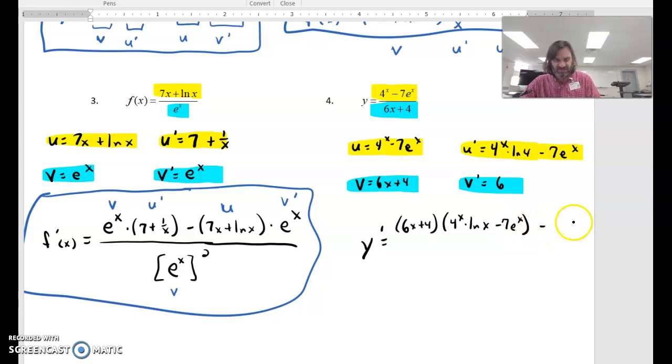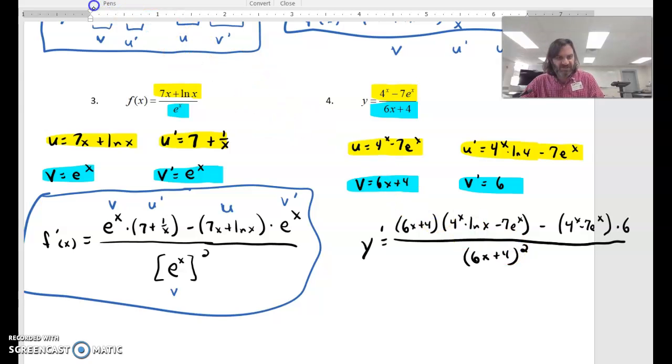minus u, 4 to the x minus 7e to the x. Times 6. And that'll be all over v squared. So 6x plus 4 squared.